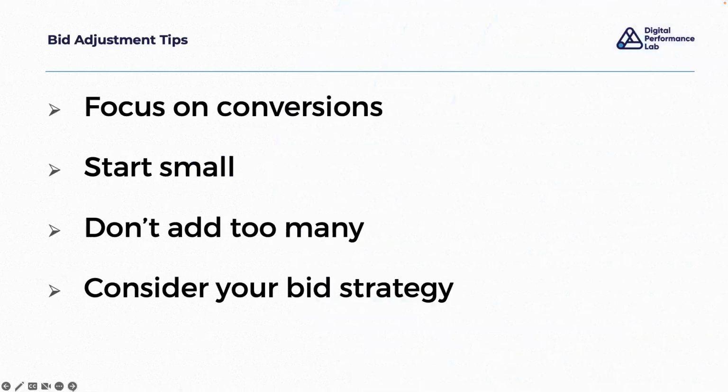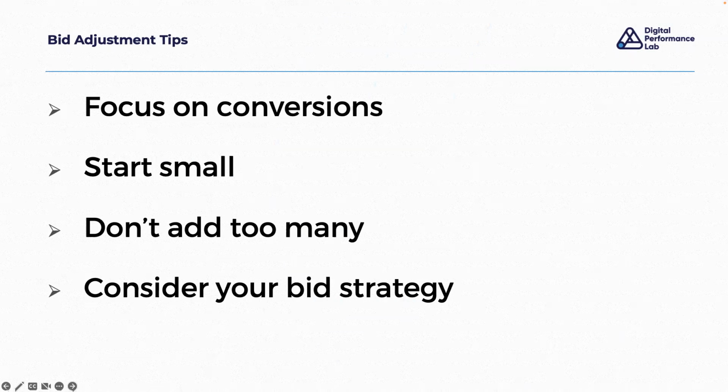Some key tips to get the most out of bid adjustments are as follows. Number one, focus on conversions. Use the conversion data available to you to make bid adjustment decisions based on the areas that are driving real conversions for your business, as opposed to just impressions or clicks. Number two, start small. Adjust by 10% initially and monitor performance before gradually increasing your adjustment.